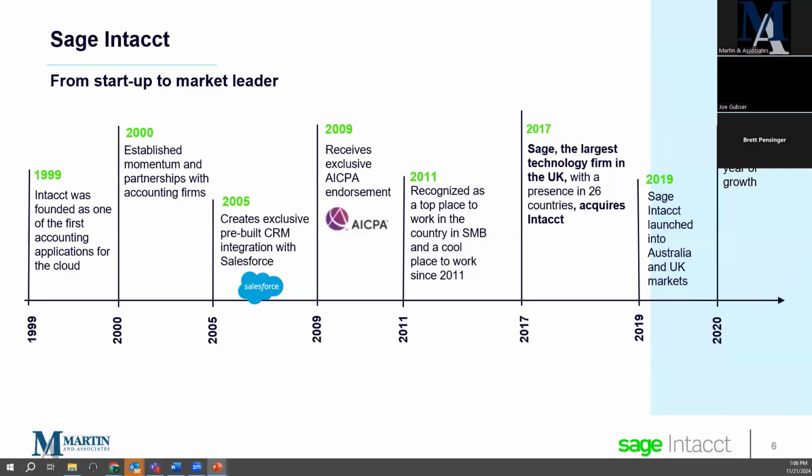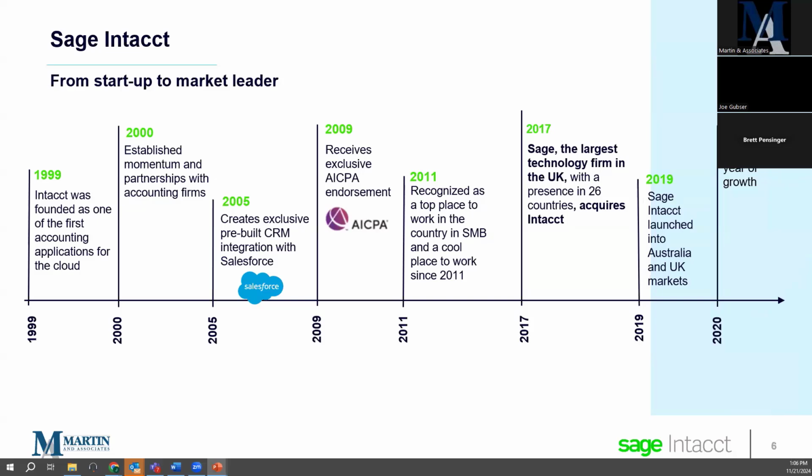Here's a quick timeline about Sage Intacct. As I mentioned, it was founded in '99 and went through all its growth here. It got the AICPA endorsement in 2009. In 2017, Sage Software purchased Sage Intacct.